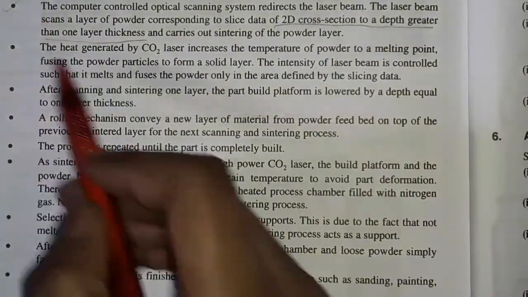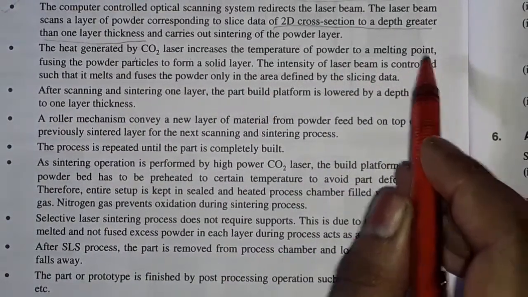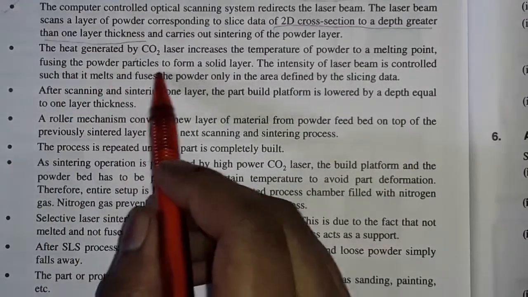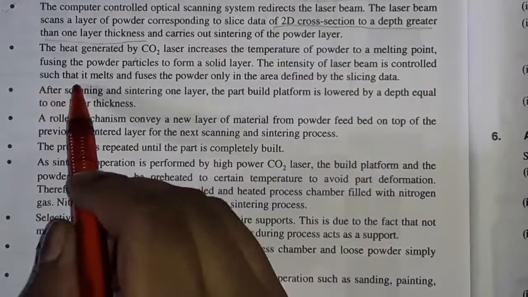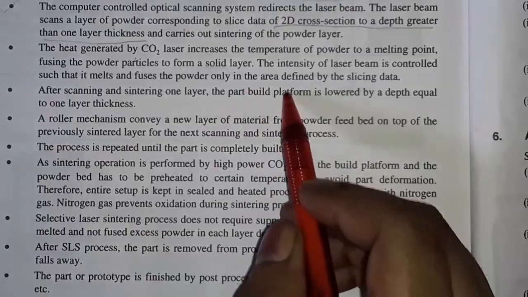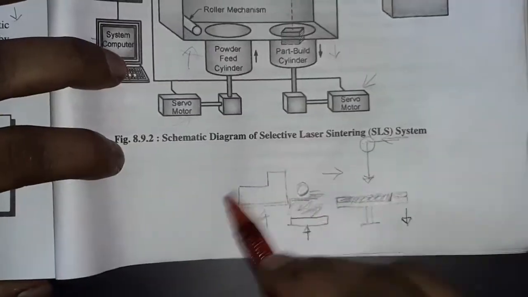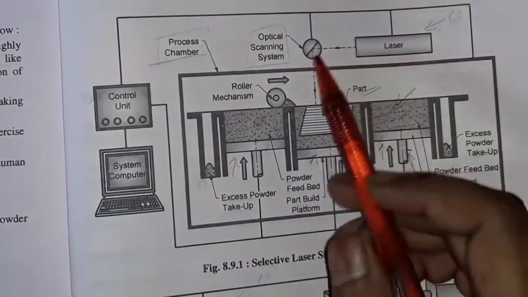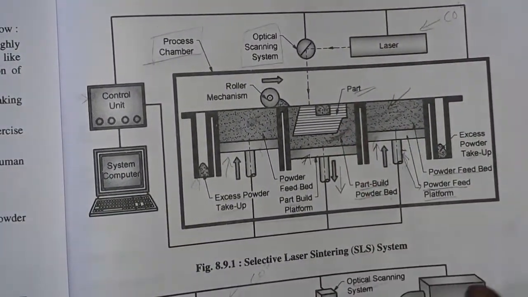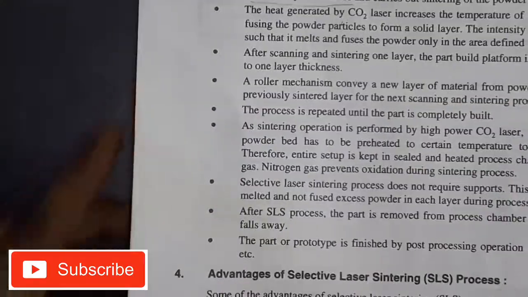Now next friends, the heat generated by the CO2 laser increases the temperature of the powder to a melting point, fusing the powder particles to form a solid layer. The intensity of the laser beam is controlled such that it melts and fuses the powder only in the area defined by slicing data. As I have explained here, this CO2 laser sinters the powder material by one layer thickness according to the slice data of the 2D cross section.